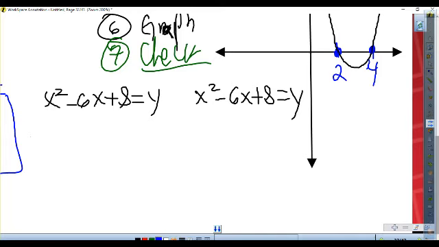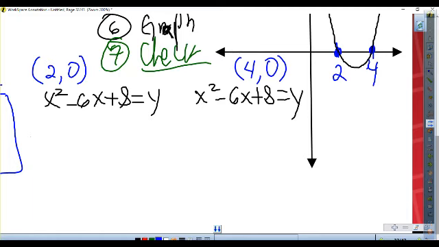Okay. Who can elaborate? Ivan, why? Let's do solution. What is my first solution? 2, 0. And what is my second solution? 4, 0. And now we have values to substitute and check.